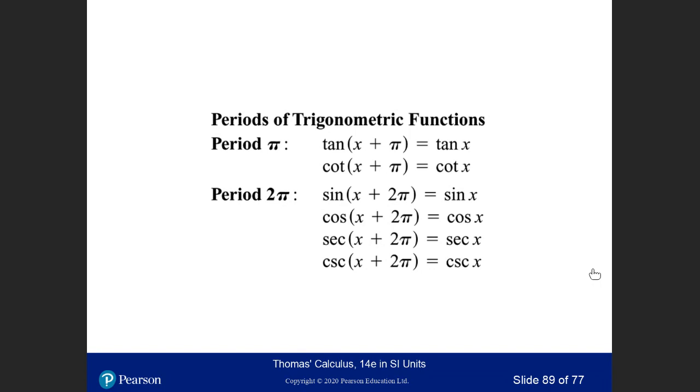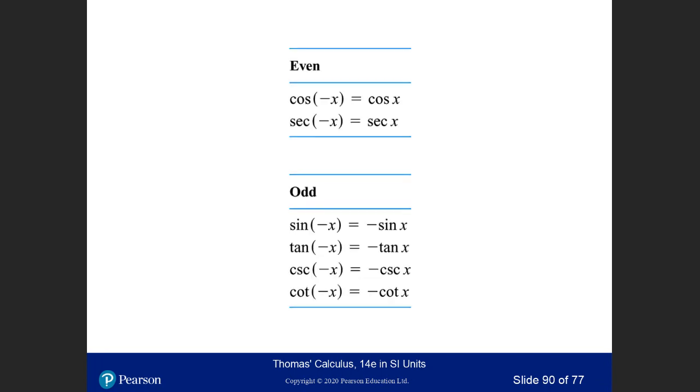Same is true for cosine, same is true for secant, same is true for cosecant. So sine, cosine, and 1 over cosine, 1 over sine functions are periodic with period 2 pi. Tangent and cotangent are periodic as well. You can see these from the graphs of these.